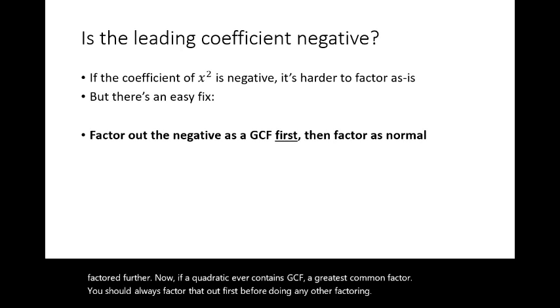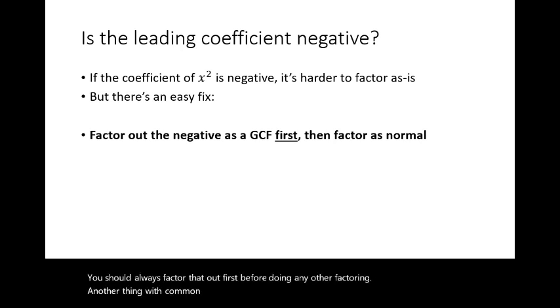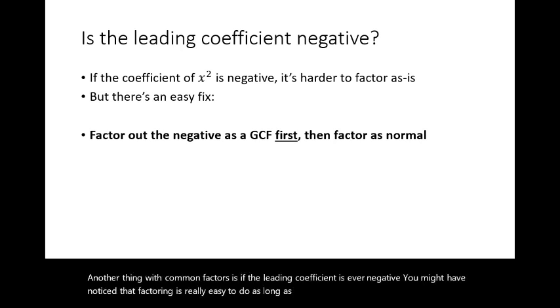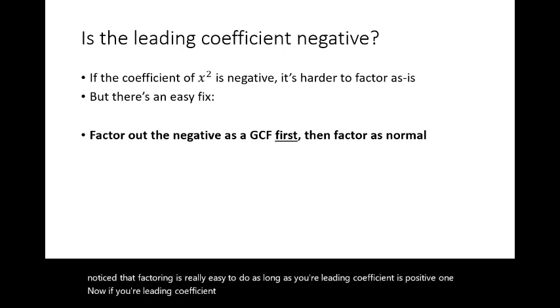Another thing with common factors is if the leading coefficient is ever negative. You might have noticed that factoring is really easy to do as long as your leading coefficient is positive 1. Now, if your leading coefficient is, let's say, negative 1, it's a lot harder to factor as it is. So there is an easy fix if your leading coefficient is ever equal to negative 1.